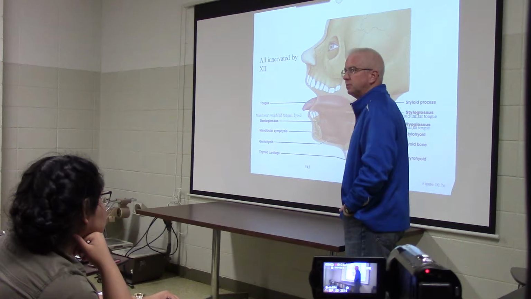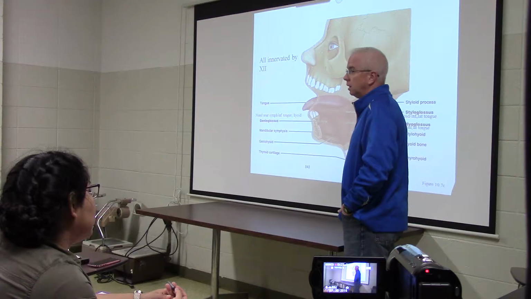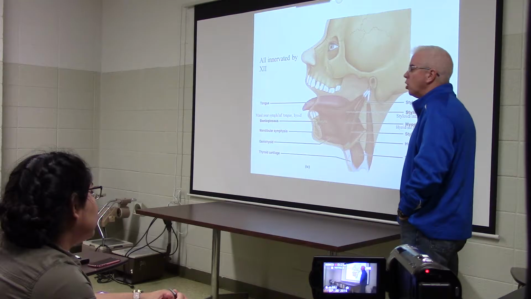What is it? 12. Oh, the hypoglossal. The hypoglossal. Hypo in anatomy means below. And glossus means the tongue. Here are the muscles innervated by the nerve that goes under the tongue. The hypoglossal.